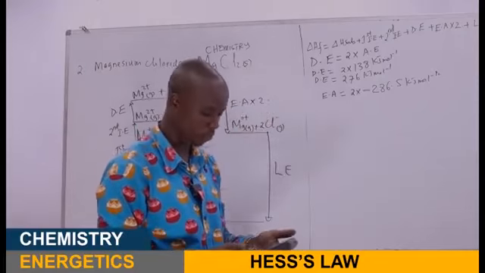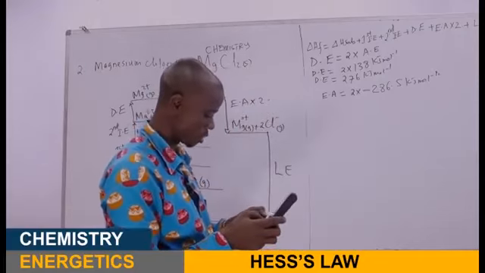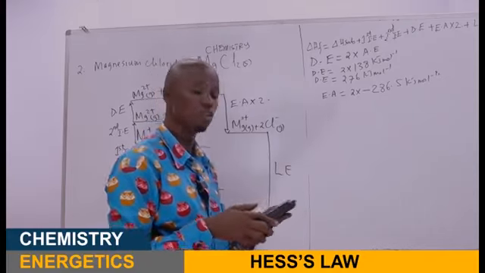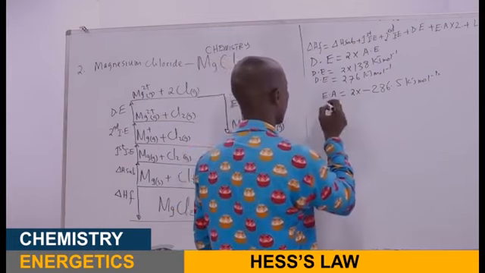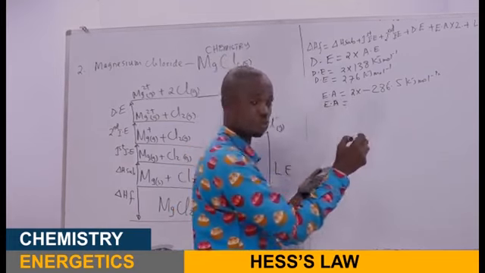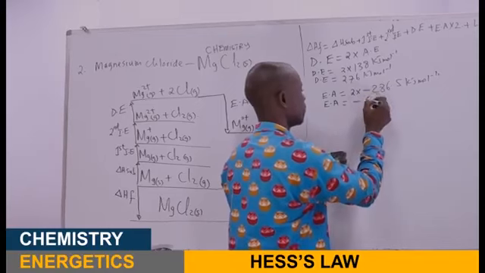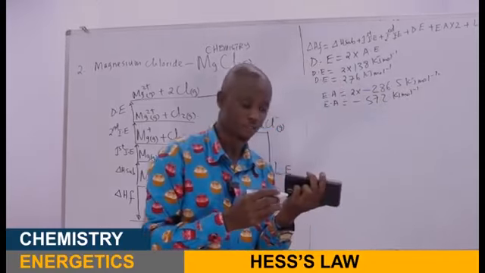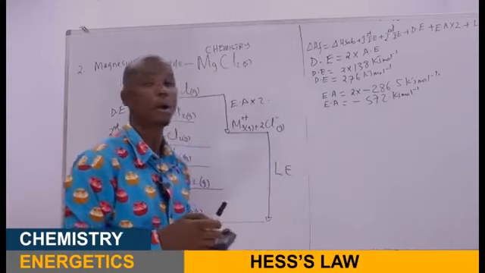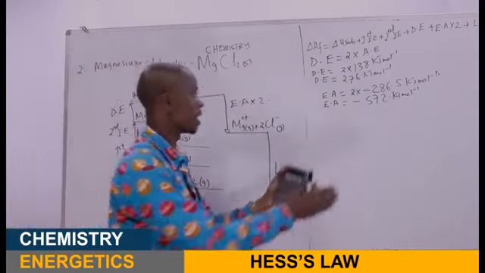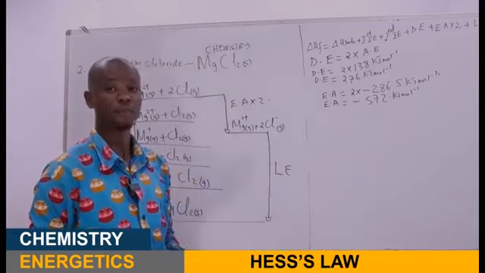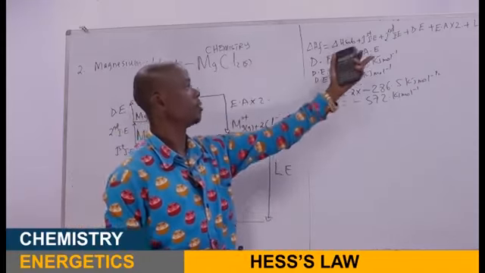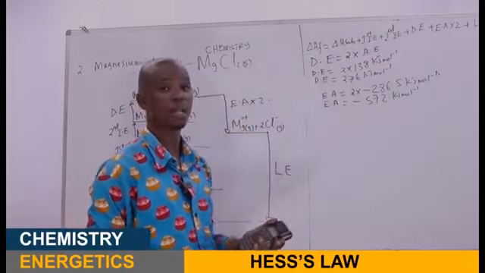When you use your calculator to find that one, 2 times negative 286.5, you are going to get electron affinity equals negative 572 kilojoules per mole. So that is a simple way to analyze the data given. From there now, because we are looking for lattice energy, you can make it the subject. How do you make it the subject?